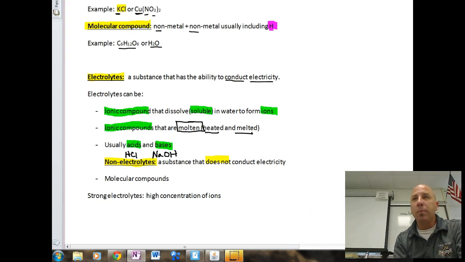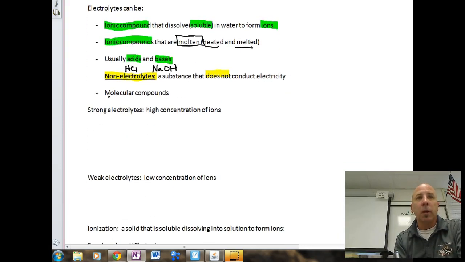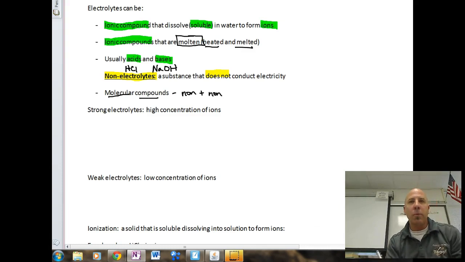Non-electrolytes typically are molecular compounds. As we said before, molecular compounds are nonmetals plus nonmetals, including hydrogen usually, except when it's in an acid. So for non-electrolytes, let's say yesterday's lab, or the lab that we did the other day, we had sugar water. Now, sugar water would be considered a non-electrolyte because it doesn't have ions.